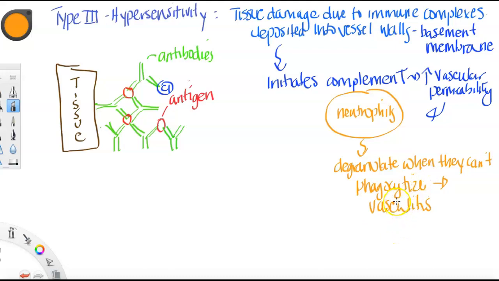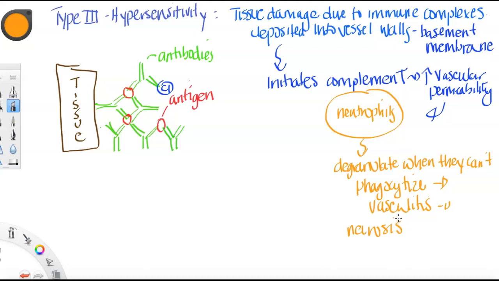So they degranulate, they're attached to the basement membrane. The complexes are going out into the interstitial space towards the tissues, and neutrophils are coming in. So it causes vasculitis. Vasculitis is just inflammation of the vessel, and eventually leads to necrosis, or vascular necrosis.